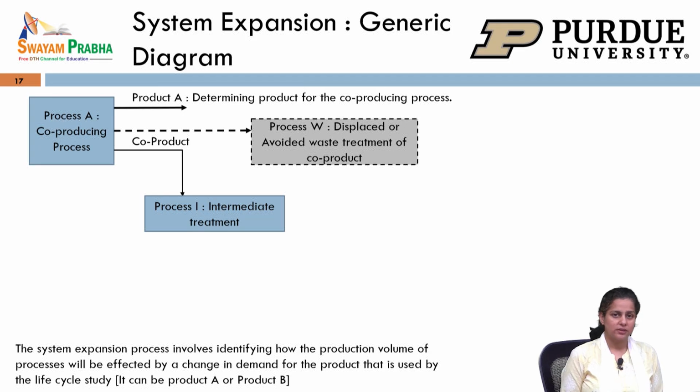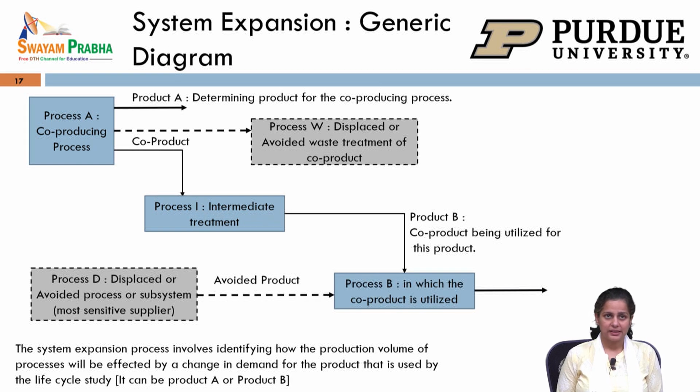Let us assume that this waste or this co-product was going to be a waste. Instead of that waste, now we are treating it in an intermediate process to be used somewhere else. An example would be, let's say we are going to discard our cardboards. So, cardboards could be going to landfills. Instead of that landfilling process, we are taking those cardboards and doing a recycling as an intermediate treatment. So, your process W is the landfilling process and your process I or the intermediate treatment is the recycling process for that cardboard.